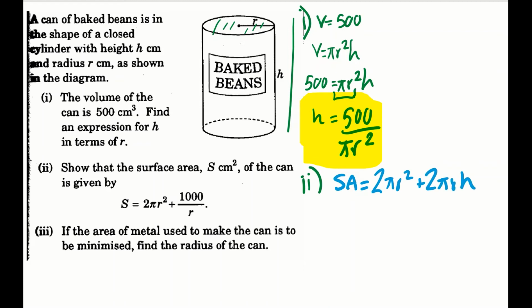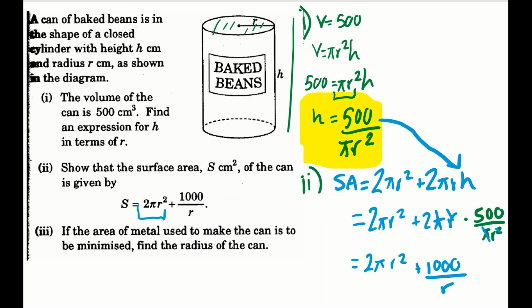Now notice what's different about their formula. They have the 2 pi r squared, but the 2 pi r h is gone. In other words, there's no h, it's all in terms of r. Which means I just take this and sub it in here for h. So this is that substitution line. When I get that, I'm just going to clean things up. And that's what I end up with. My pi and r will cancel, and 2 times 500 gives me 1,000. So there's my proof done.